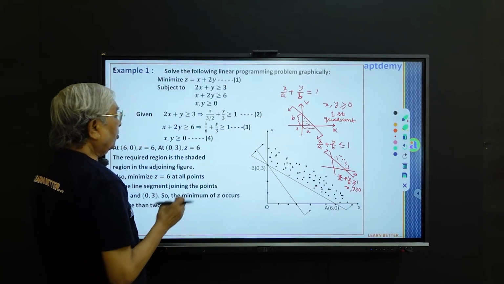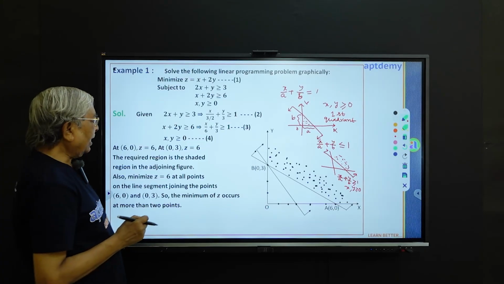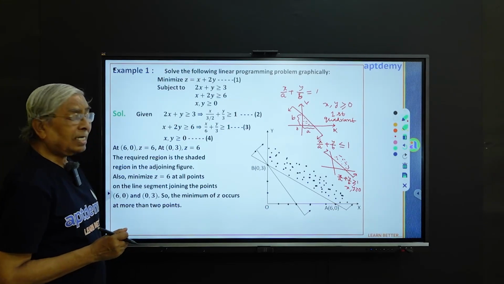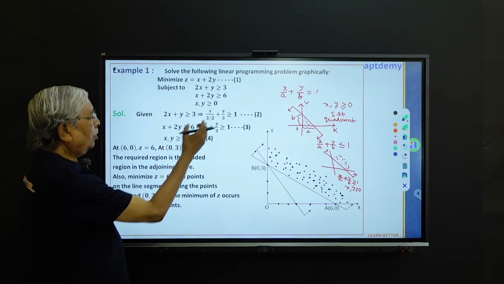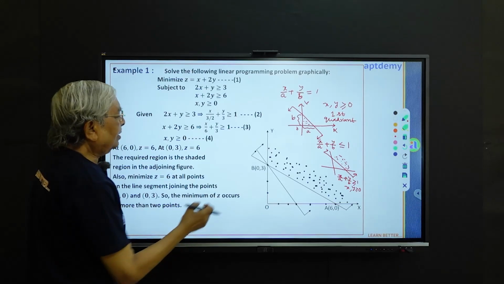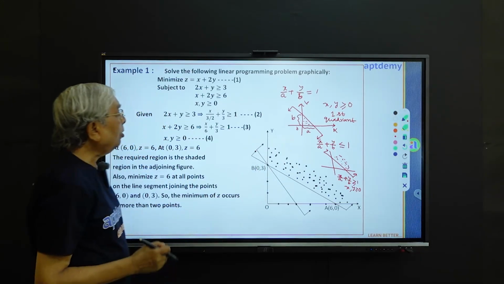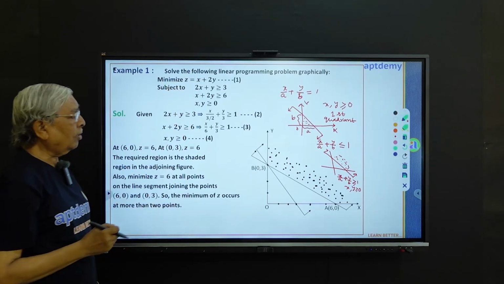Now we want the common region, and here you have to note that x, y greater or equal to 0, that is, the region will be in the first quadrant. So for constraints 2, 3 and 4, what happens? This is the region. Now what do you want? The minimum value of z equal to x plus 2y.